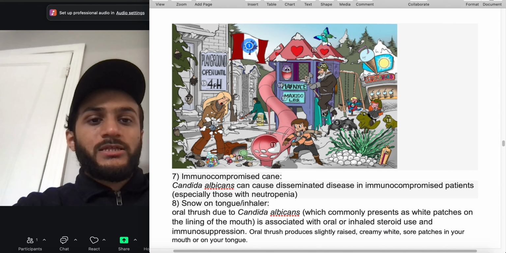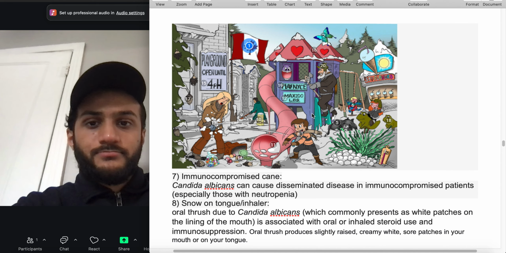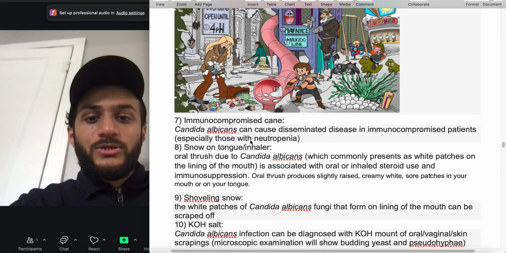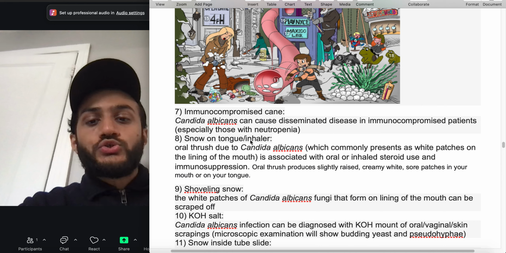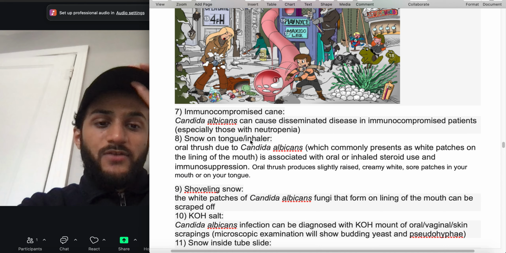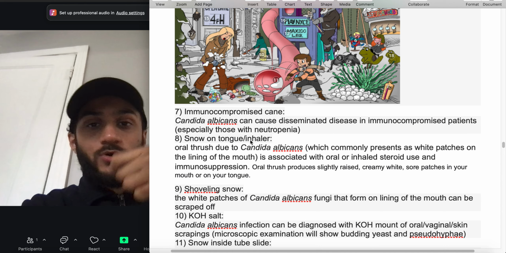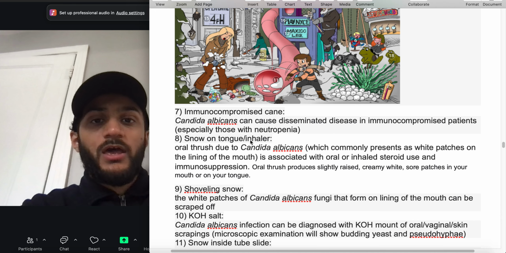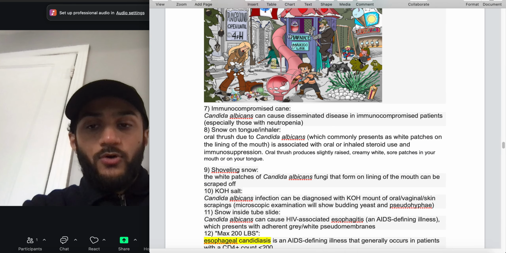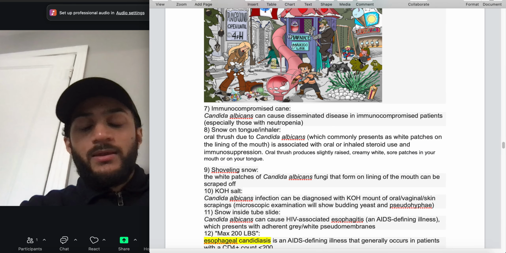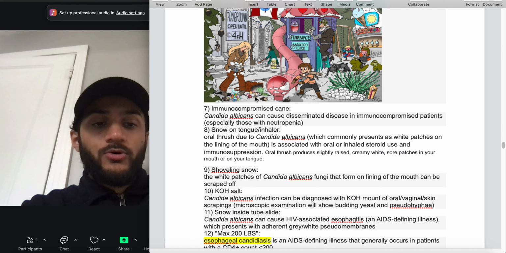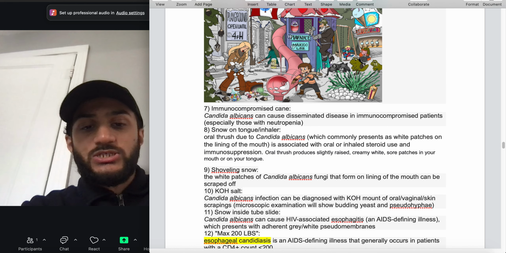And then we can see over here number 9, which is going to be this woman shoveling in the snow. So the white patches of Candida albicans that form on the lining of the mouth can be scraped off. So these can easily be scraped off. We can see this potassium hydroxide salt. So this can be diagnosed with potassium hydroxide mount of the oral, vaginal, or skin scrapings.